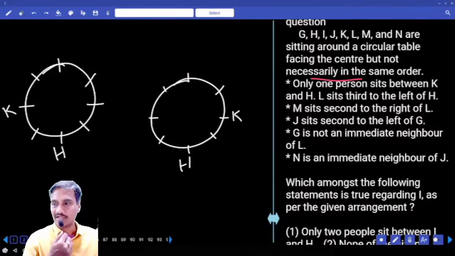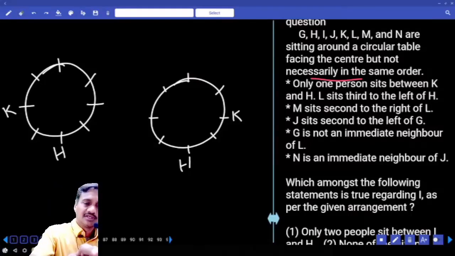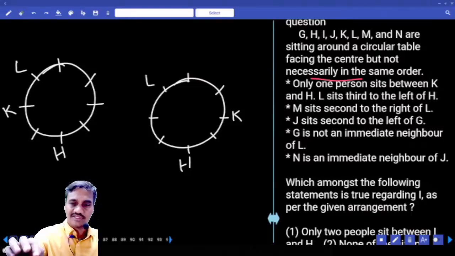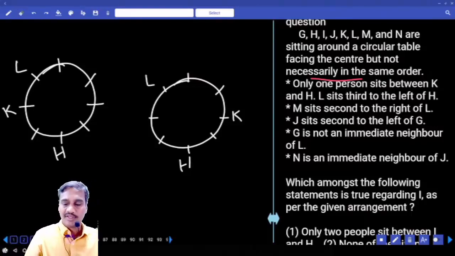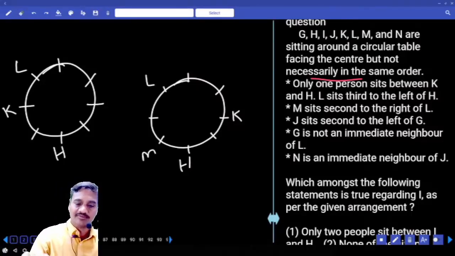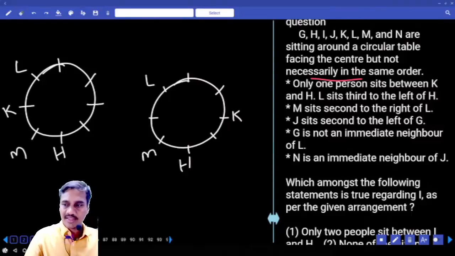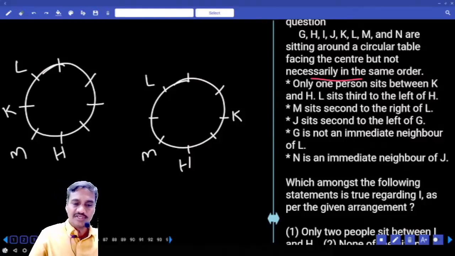Then next one, L sits third to the left of H. L is seated third to the left of H. Here again L is seated third to the left. M sits second to the right of L. M is seated second to the right of L. And next one, J sits second to the left of G. J is seated second to the left of G. And we have two possibilities in each of these.